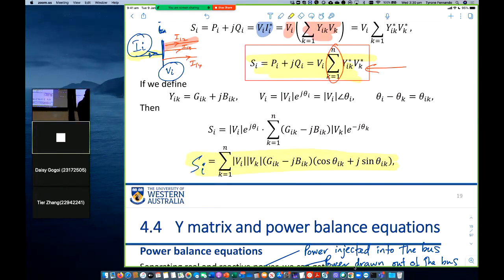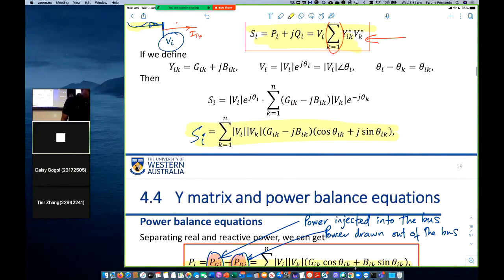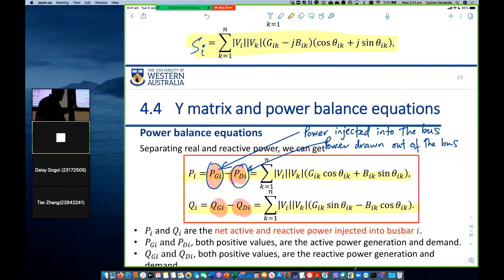If I look at the real part on the right hand side and the real part on the left hand side, then that's the active power balance equation. If I look at the imaginary parts, that's the reactive power balance equation. Alright, so what do we have? We're still looking at that highlighted yellow equation. Now I've expanded that a bit.